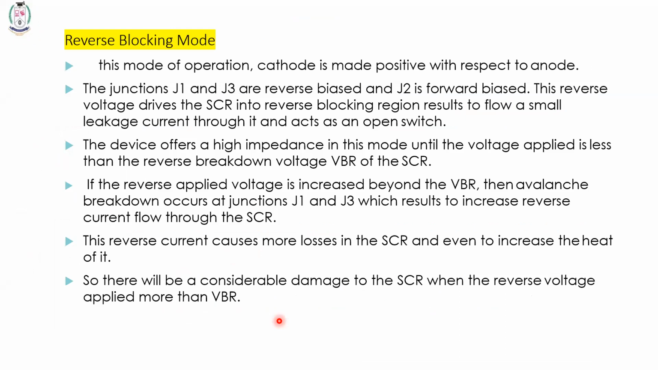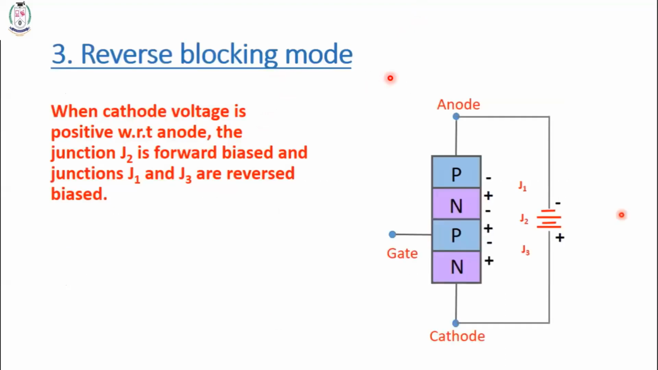The third mode of operation, reverse blocking mode. So what is reverse blocking mode? I told you already in the SCR operation, without the gate, my SCR looks like a diode. That's why it's mainly used in rectifier operation. A reverse bias condition means we apply negative voltage to the anode and positive voltage to the cathode. This is reverse bias. Are you clear?